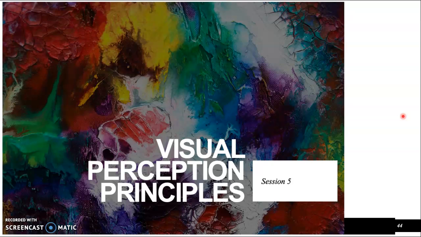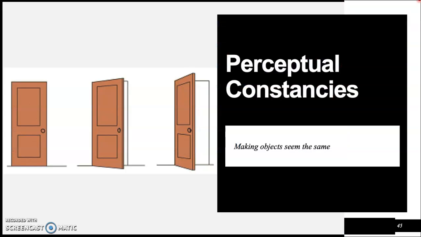Alright guys, continuing on with visual perception principles. Today we're looking at perceptual constancies. So perceptual constancies is what we do when we are making objects seem the same despite the fact that they're not. So no matter how you see these doors here, you see them all as the same door or the same type of door, it's the same size.